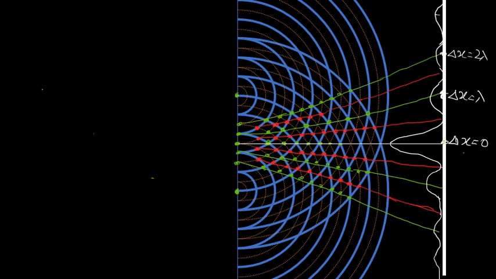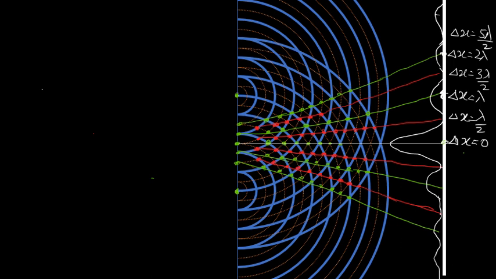What about the destructive interference? What would be delta x over here? We know that it will be lambda over 2. This will be 3 lambda over 2, and so on. Here it will be 5 lambda over 2.